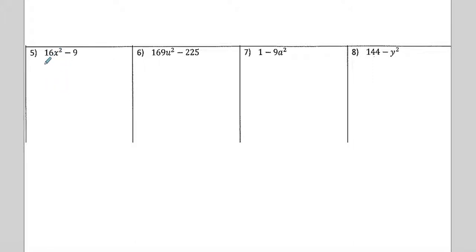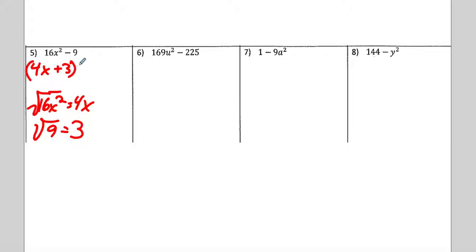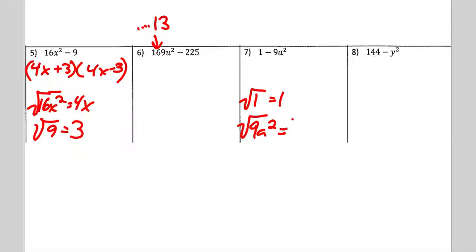Two terms being subtracted. Square root of 16x squared is 4x. Square root of 9 is 3. So 4x plus 3, 4x minus 3. Boom. Square root of 169, I believe that's 13. Check it out. Square root of 1 is 1. Square root of 9a squared is 3a.